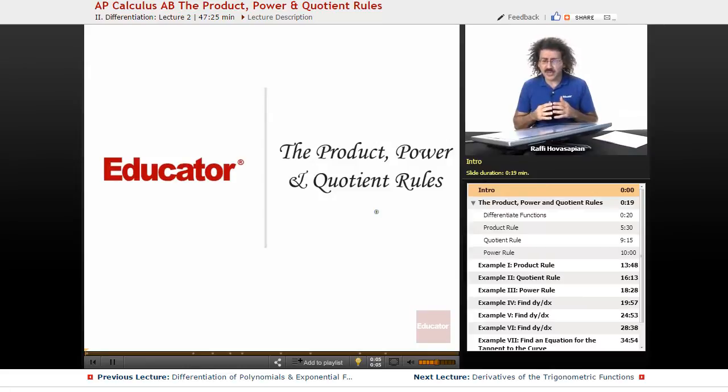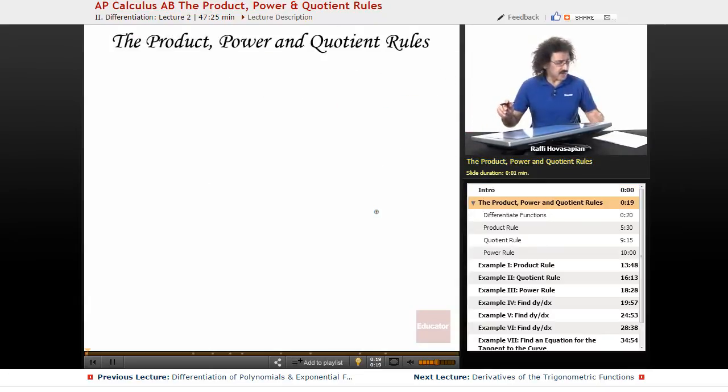So today we're going to continue our discussion of ways of taking the derivative of different types of functions very quickly. We're going to discuss the product rule, the power rule, and the quotient rule for functions. So let's jump right on in.